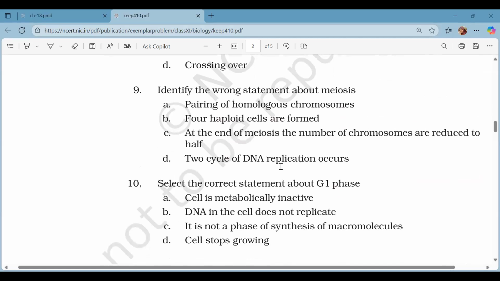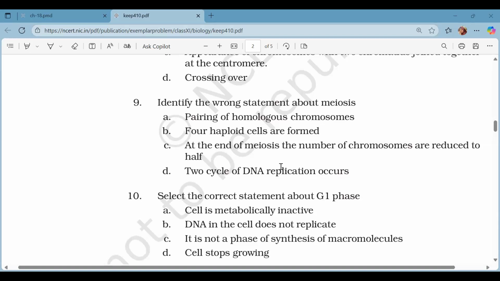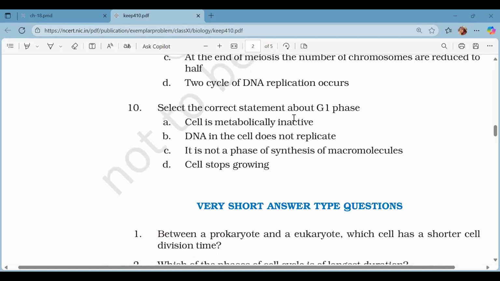Question number 9. Identify the wrong statement about meiosis. Ma'am, D, 2 cycles of DNA replication occur. During meiosis, only 1 cycle of DNA replication happens. That is only during the interphase. In the interkinesis, no DNA replication takes place. The last question is, select the correct statement about the G1 phase. DNA in the cell does not replicate. Yes, very good.